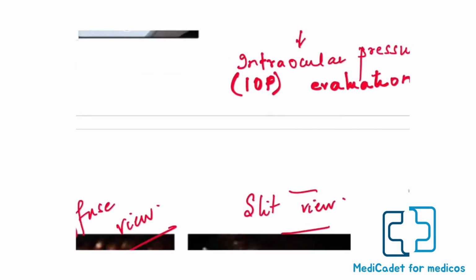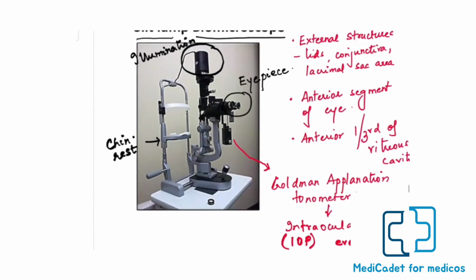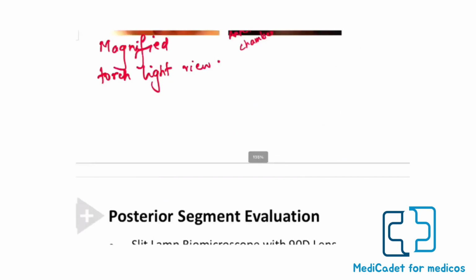One of the methods is, see in this picture of the slit lamp, you see that there is a small lens which is kept here. This lens is called a 90 diopter lens. Now if the patient is sitting at the slit lamp and, in addition to the slit lamp, you place this 90 diopter lens in front of the patient's eye, you will be able to see the posterior segment. So that is one of the ways of evaluating the posterior segment.